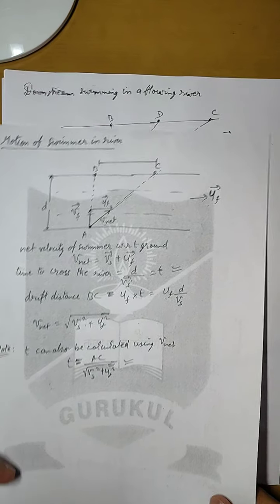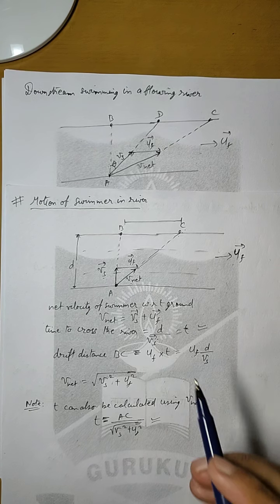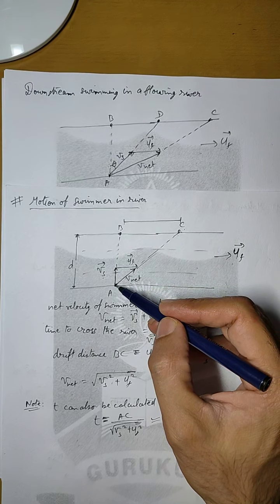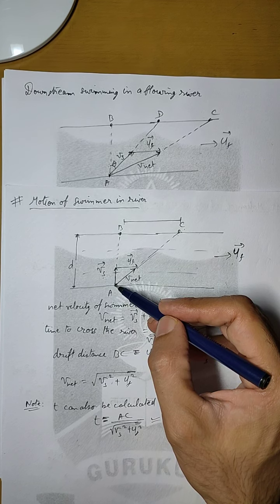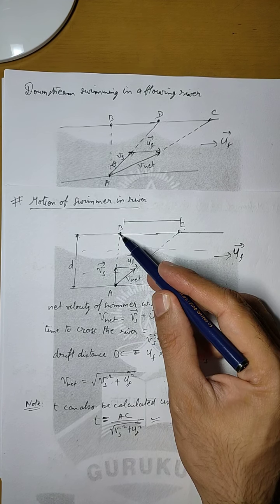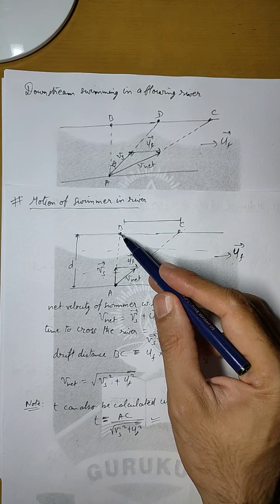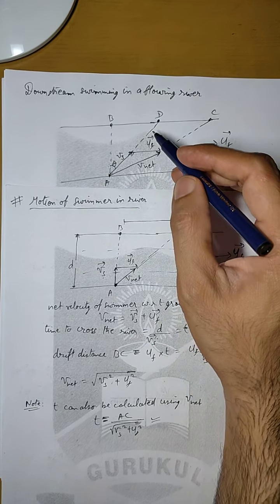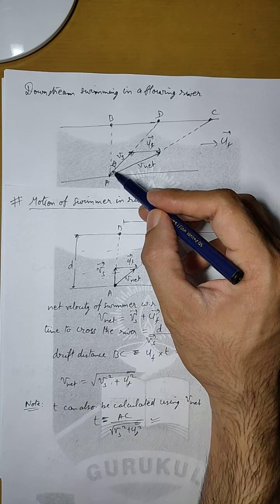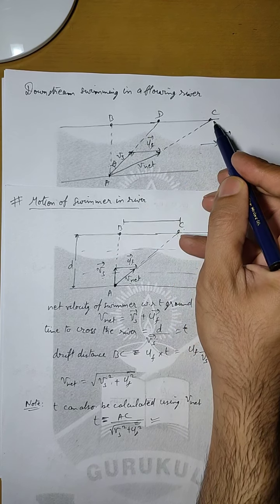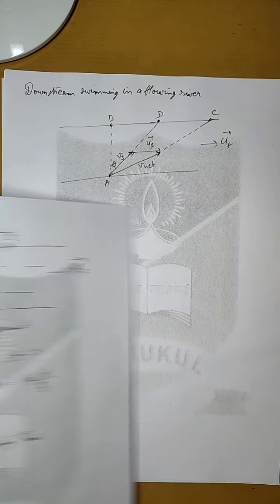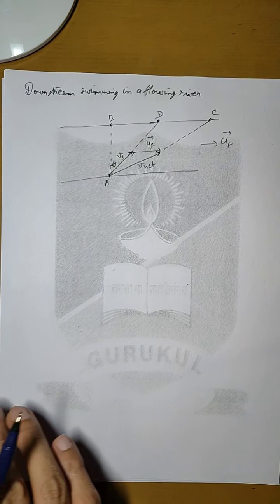Let us look at the diagram again. Let us compare both the diagrams. In the earlier example, the swimmer jumped from point A in the direction of B. He was going in the direction of B, but he reached C. In this example, he jumped in the direction of D, but he reached C. So this is the difference in both the conditions.